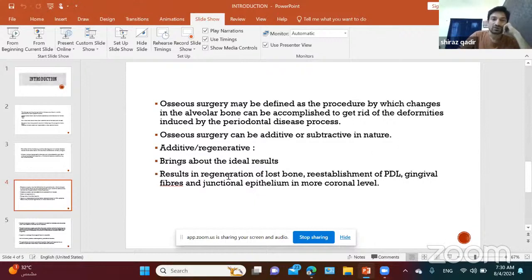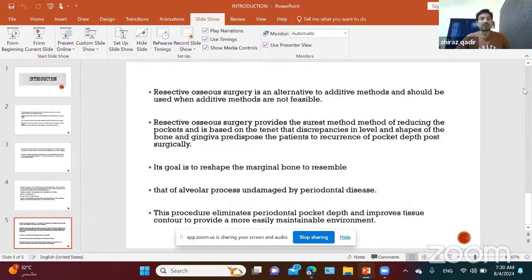Okay, so additive or regenerative osseous surgery brings about the ideal results. The results include the regeneration of lost bone, re-establishment of periodontal ligament, gingival fibers, and junctional epithelium at a more coronal level. What is resective osseous surgery? Resective osseous surgery is an alternative to additive methods, and it should be used only when the additive methods are not feasible. It is done at the expense of removing alveolar bone.